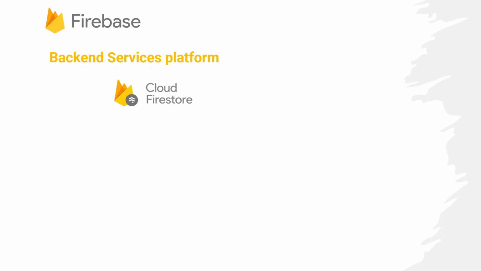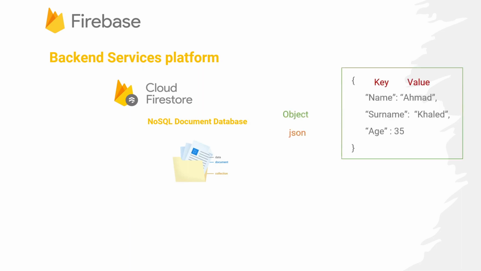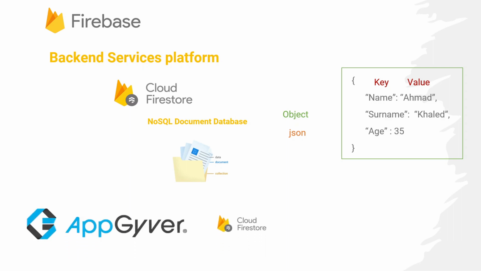Okay, to sum up, we have learned today what is Firebase, which is a backend services platform. One of these services is the Cloud Firestore, which is a NoSQL document database in which we can save our data inside collection and inside documents, and the document is written in JSON object. We have connected our AppGyver application with Cloud Firestore in two ways. The first one is using the REST API connector, and the second one through the Firebase connector.